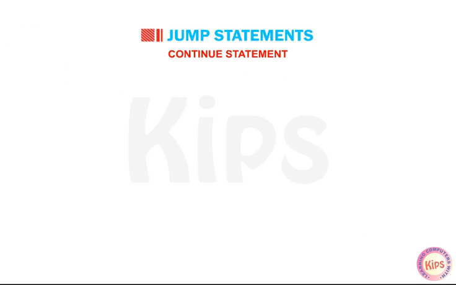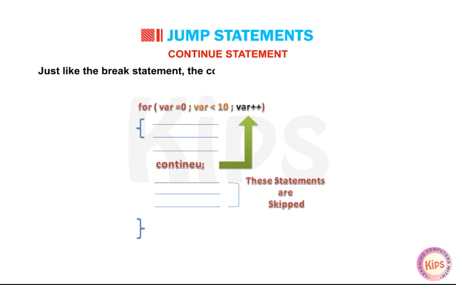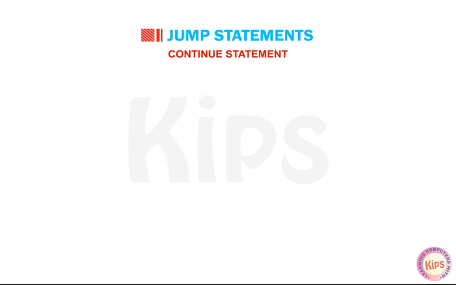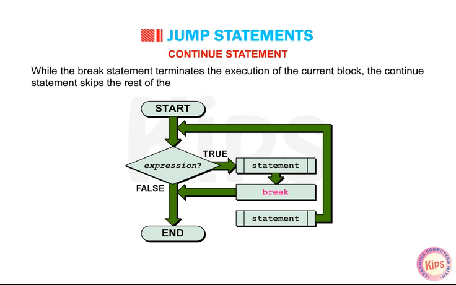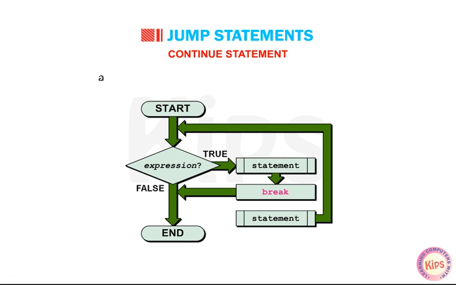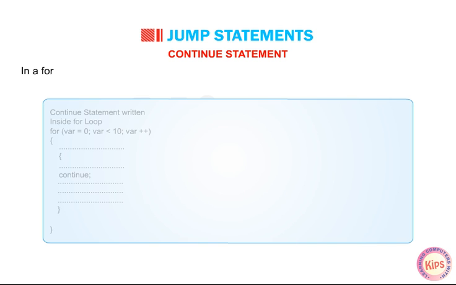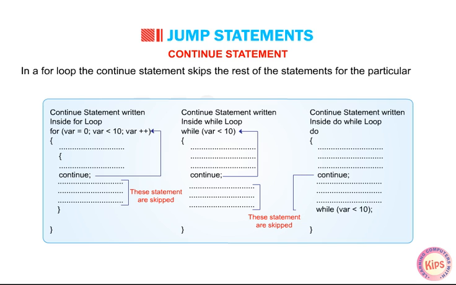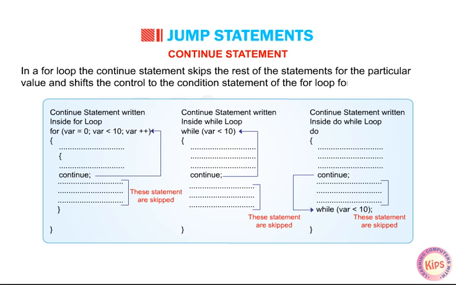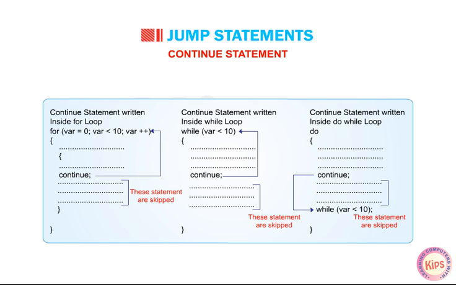Continue statement. Just like the break statement, the continue statement is also used to skip a section of code. While the break statement terminates the execution of the current block, the continue statement skips the rest of the statements written in that block and transfers the control to the next iteration of the loop. In a for loop, the continue statement skips the rest of the statements for the particular value and shifts the control to the condition statement of the for loop for the next iteration.